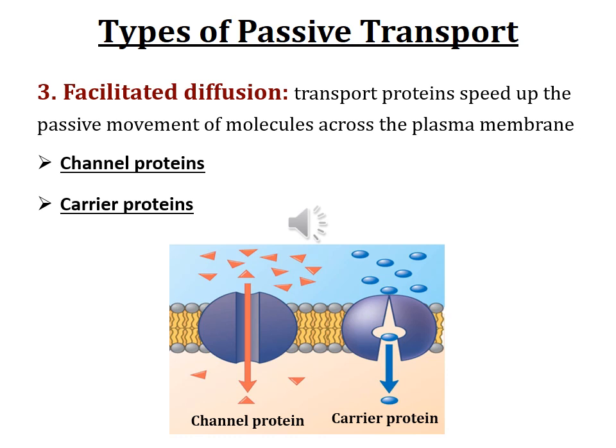And there are two types. The channel proteins, and as you can see from the picture, move molecules from high concentration to low concentration. It's a channel, like a tunnel. The second type is carrier proteins. They carry, like when you carry somebody on your back, for example, and these carrier proteins carry molecules from high concentration to low concentration. Of course, this doesn't require energy.